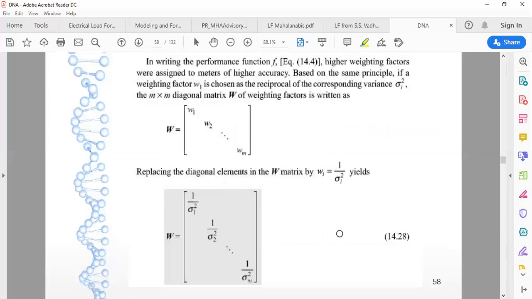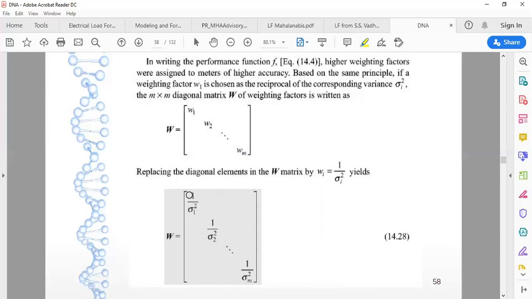Now let's get back to our weighting factor matrix. The weighting factor matrix is also m cross m. It also has diagonal elements only. And we also know that wi is equal to 1 by sigma i square, where sigma i is the standard deviation and sigma i square is the variance. So we can replace wi by 1 by sigma i square. Over here I have replaced w1, w2 and so on, and instead I have written 1 by sigma 1 square, 1 by sigma 2 square, up to 1 by sigma m square.